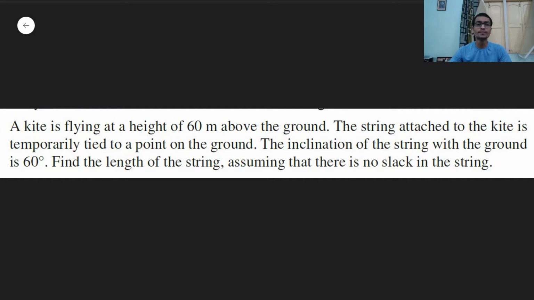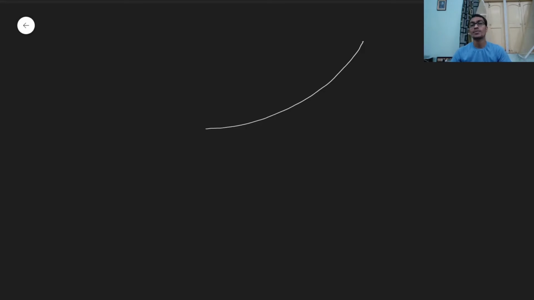Actually, when you fly a kite, practically the string looks like this. Here is your kite. So actually there is always a slack, but for our problem solving purpose we will consider that there is no slack.